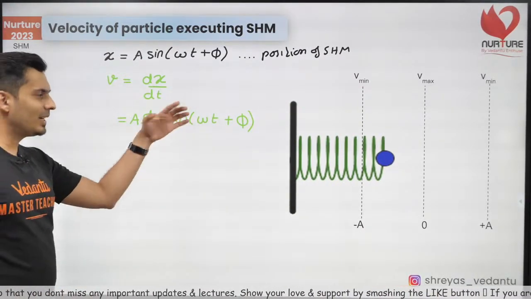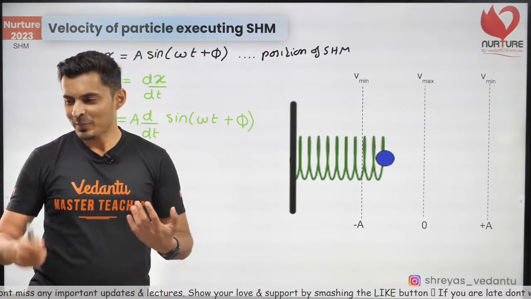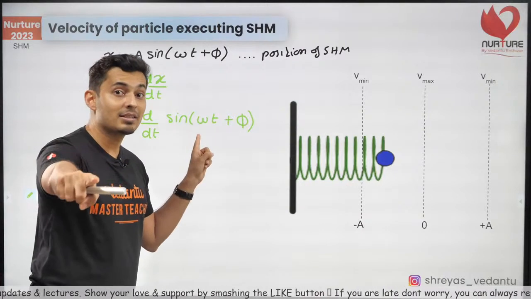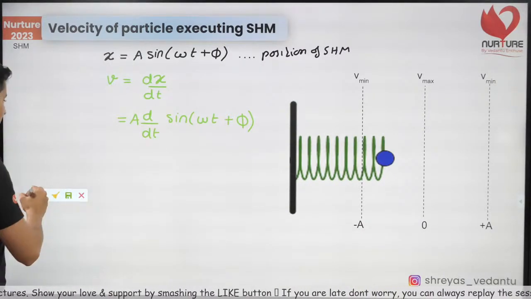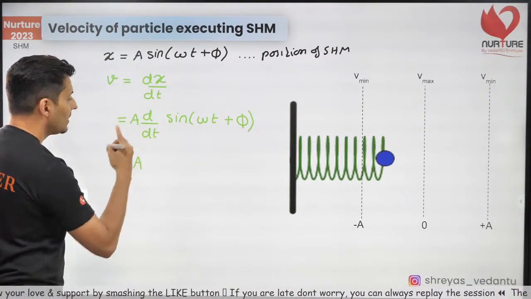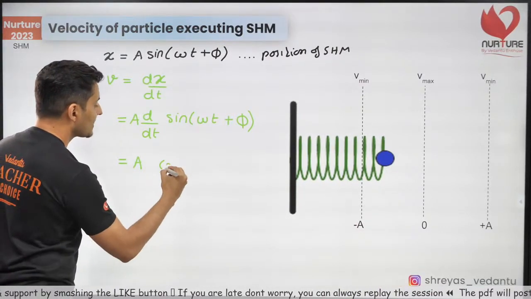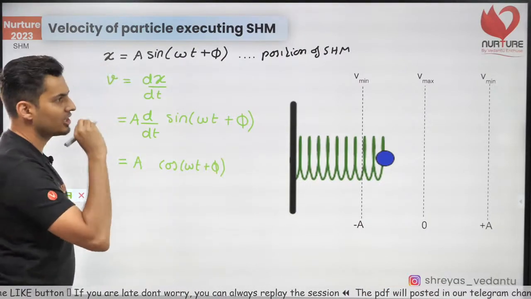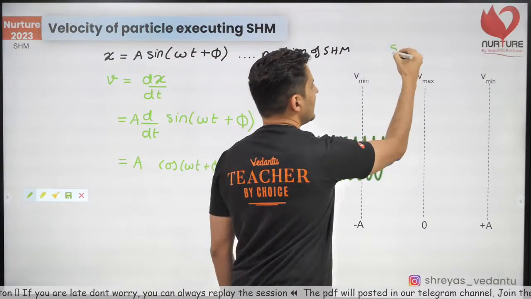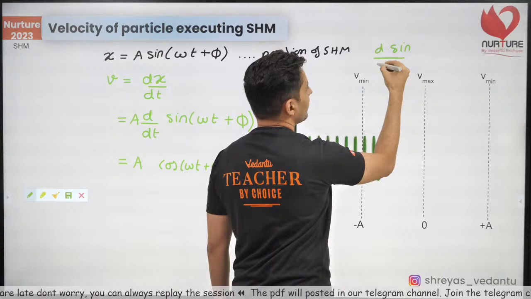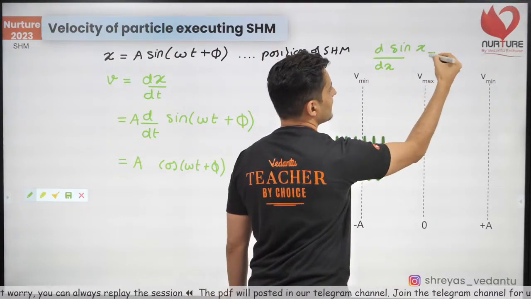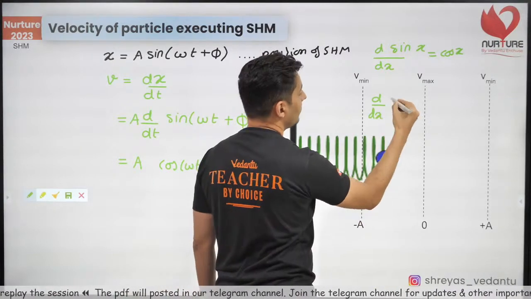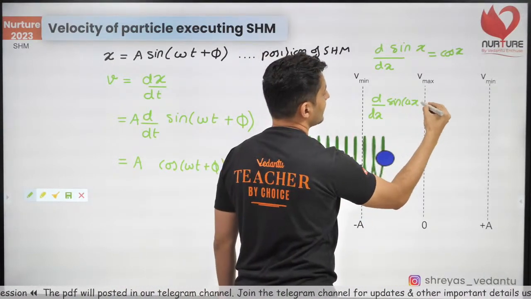So what is the derivative of sin(omega t plus phi)? Come on, what is the derivative of sine? Derivative of sine is cosine. Do not forget that. So strictly speaking, this will be cos(omega t plus phi). But there is one catch. See, derivative of sin x is cos x. But derivative of sin(ax plus b).